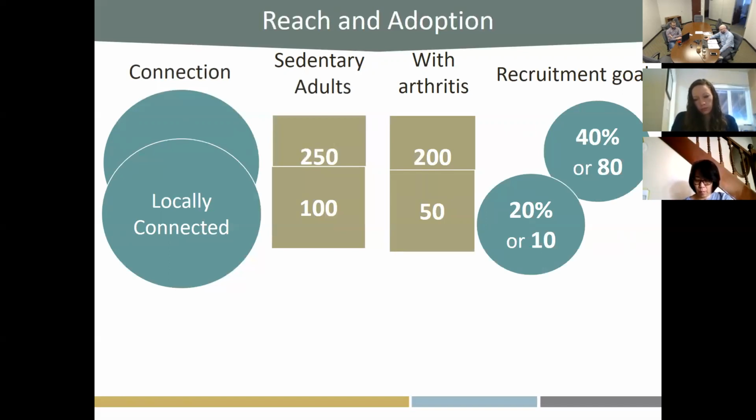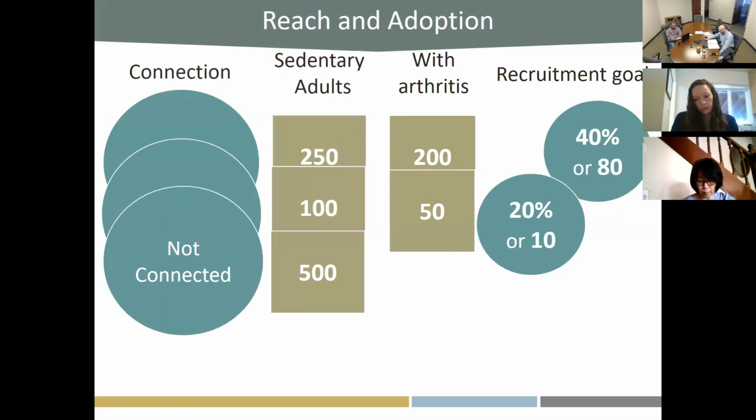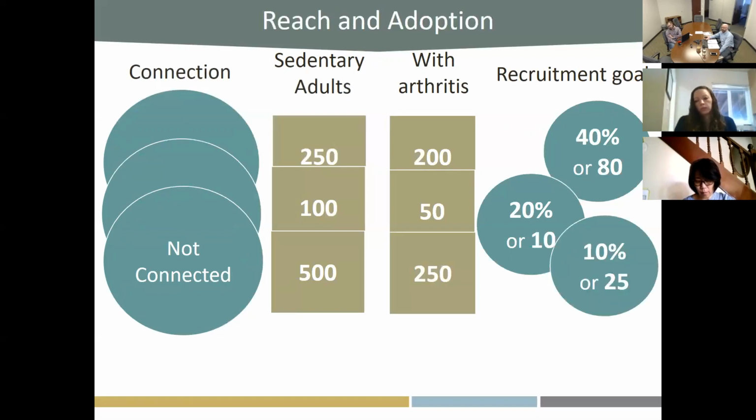And for determining that, they actually use census and risk factor data to have an idea of how many sedentary older adults with arthritis were residing in the neighborhoods around each of the sites. Within the neighborhood generally, there would be 500 people, and using previous research, about half of those likely had arthritis. So they set a goal of 10%, or 25 additional people.